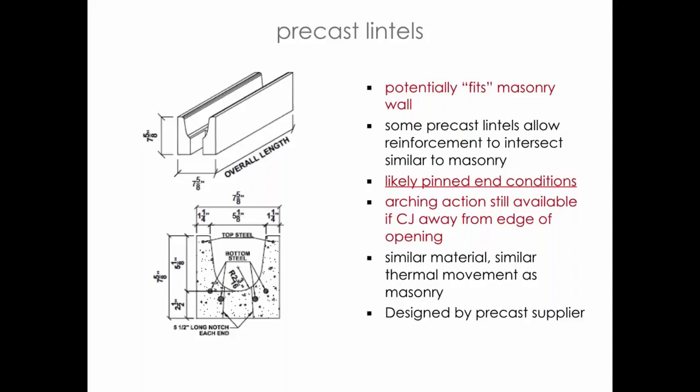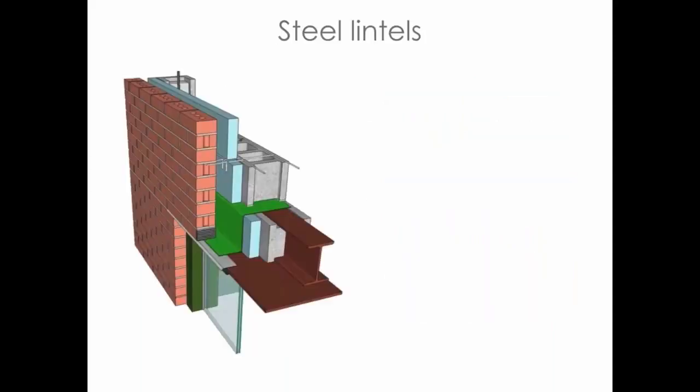It's not a masonry lintel. It's going to look like a different material, but that's a pretty nice option. So you can get those joints away. You can take advantage of the arching action and stuff like that I was talking about.